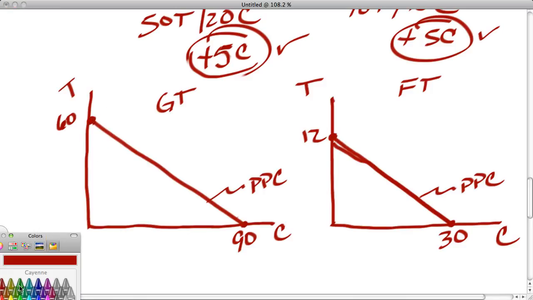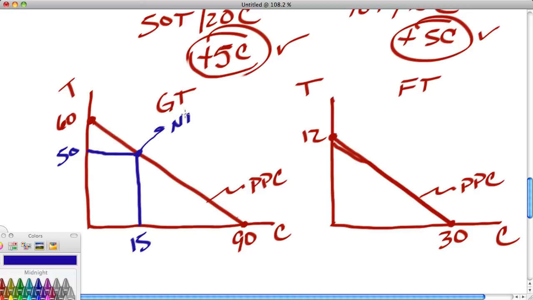Now, we said that under no trade conditions, where each producer is just trying to be self-sufficient, they would produce both products. Greenthumb would produce 50 tomatoes and 15 corn. We said that that is the no trade outcome. Five Thumb, on the other hand, would produce 10 tomatoes and 5 corn. That is Five Thumb's no trade outcome.